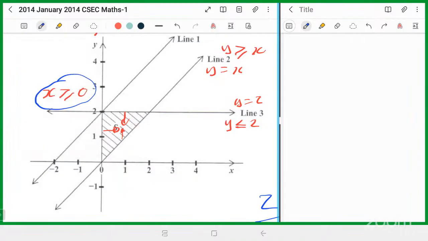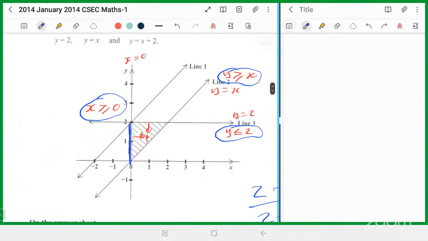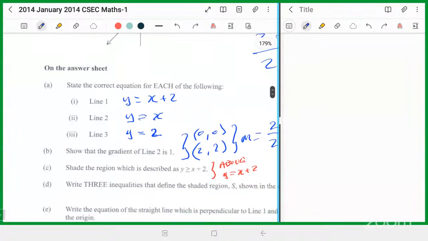This one, and this one for the shaded region. So the key one to know, guys, is this one. This line is x equals 0, and the shaded region is to the right of it. And to the right of x equals 0 is x greater than or equal to 0. So those are the three inequalities I've circled in blue. But you understand that? Yes. Alright. It's a nice question to redo.